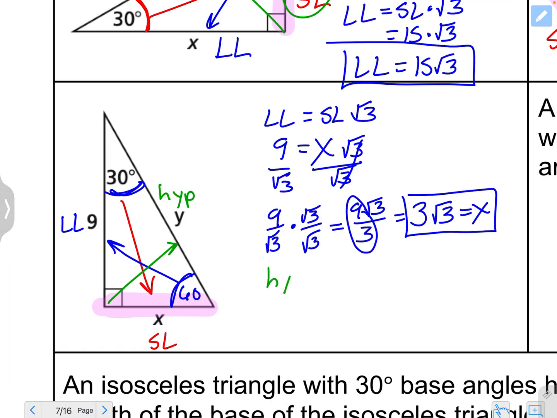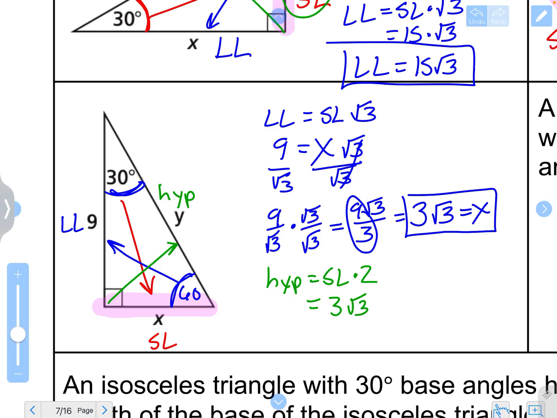So to find our hypotenuse, we're going to take our short leg, and we're going to multiply by 2. So I'm going to fill in the information I have. So I know my short leg is 3 square root of 3, and we need to multiply by 2. So if we remember in the first set of our notes, when we talked about multiplying expressions with radicals, we're going to multiply our whole numbers together, and then we're going to multiply our square roots. So I'm going to multiply 3 times 2, which gets me 6. And since I only have one square root, I'm going to go ahead and write it down. So my hypotenuse is 6 square root of 3.